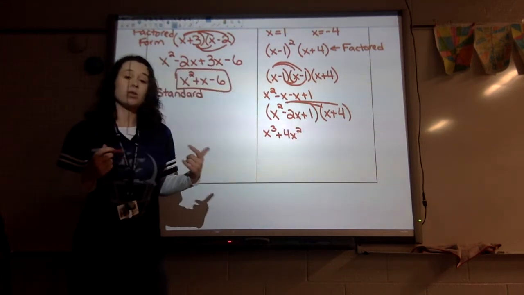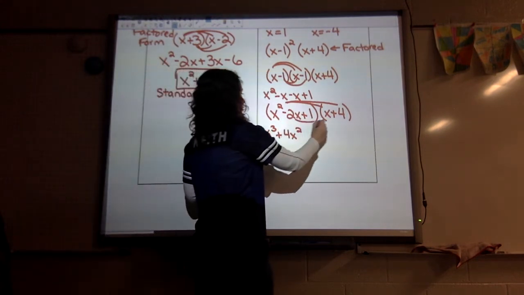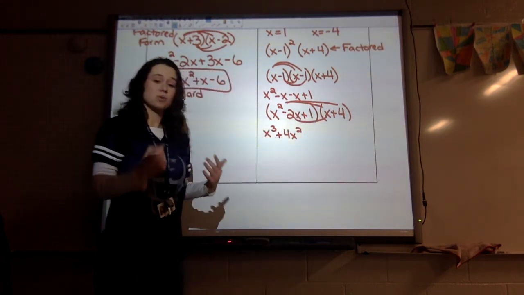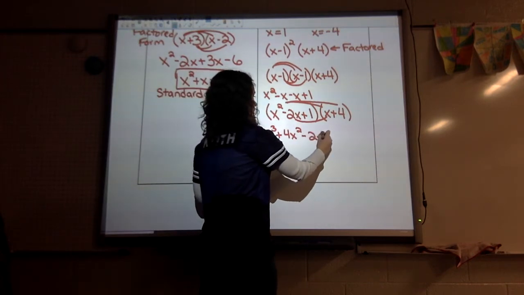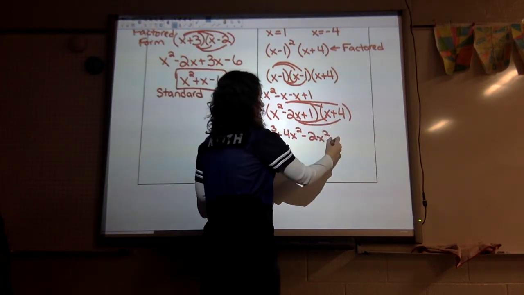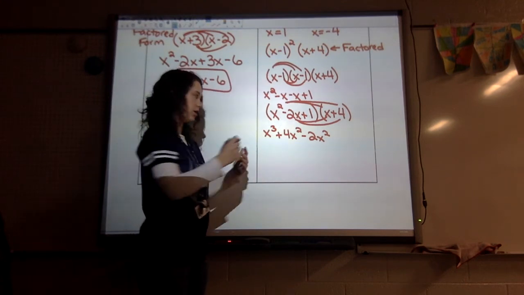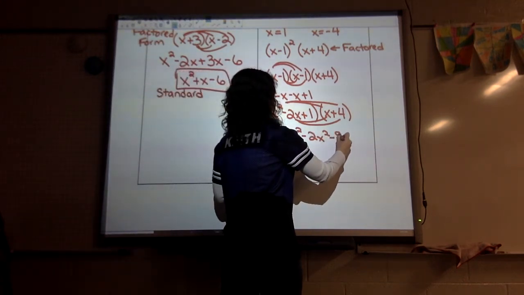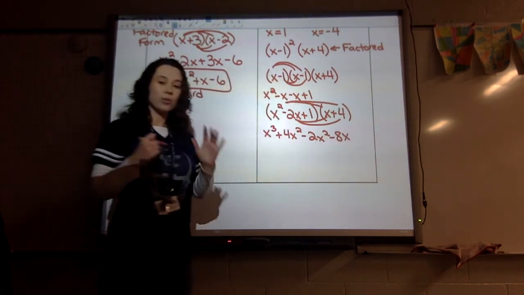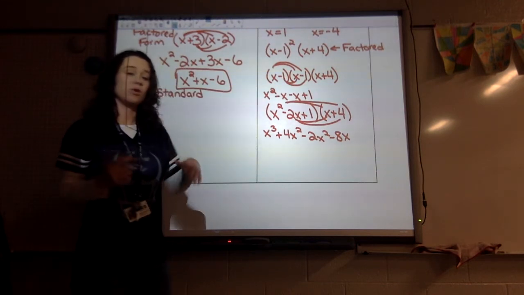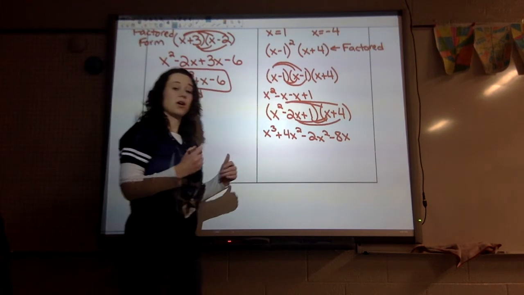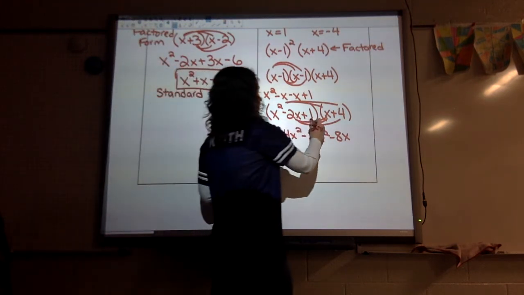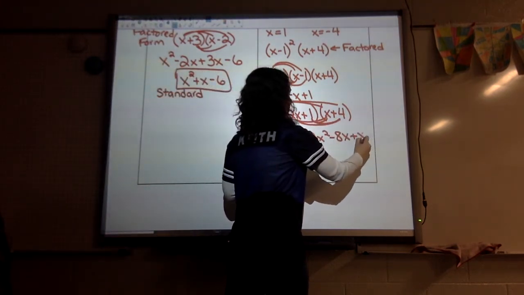Then I do the same thing with the negative 2x. Negative 2x times x is negative 2x squared. Negative 2x times 4 would be negative 8x. We are almost done. We got one more thing to distribute. We're going to take that 1 and distribute it. So 1 times x is x. 1 times 4 is 4.